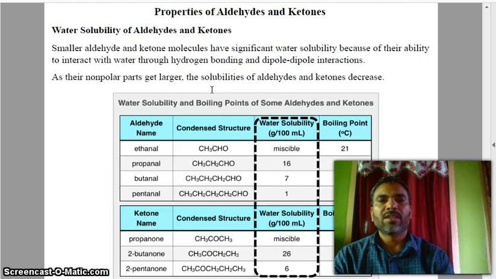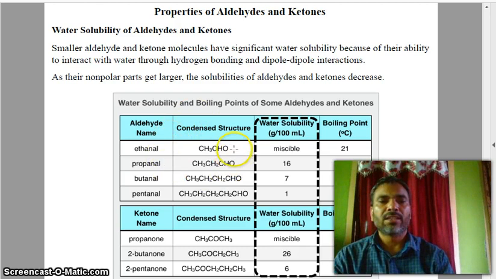Friends, now I am going to talk about the properties of aldehydes and ketones. You know the aldehydes, you know the ketones. Now, what are the properties of aldehydes and ketones? Water solubility of aldehydes and ketones. Smaller aldehyde and ketone molecules have significant water solubility because of their ability to interact with water through hydrogen bonding and dipole-dipole interactions. As the nonpolar parts get larger, the solubility of aldehydes and ketones decreases.